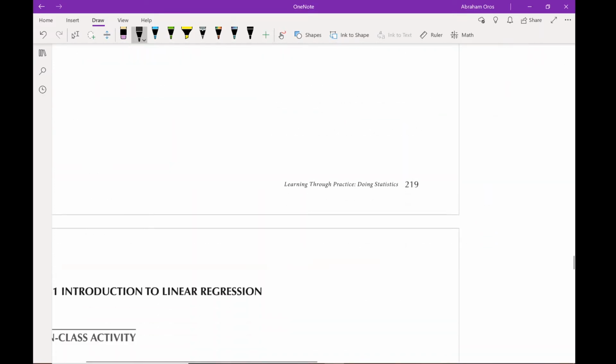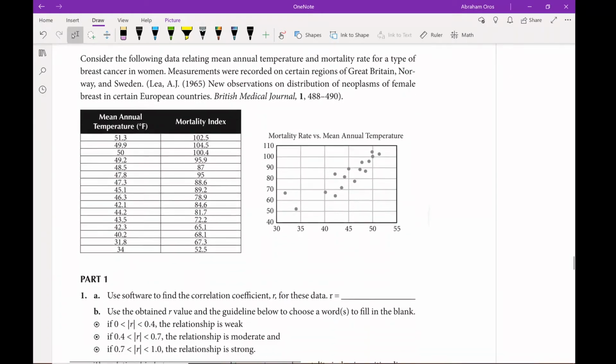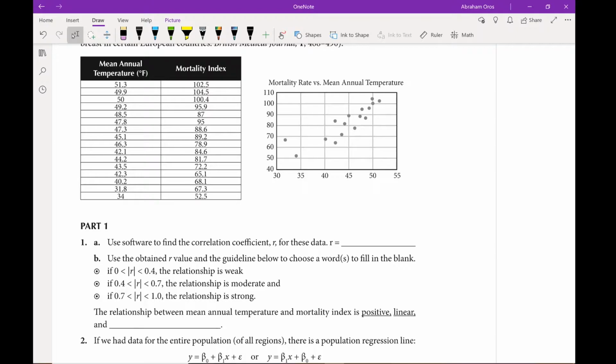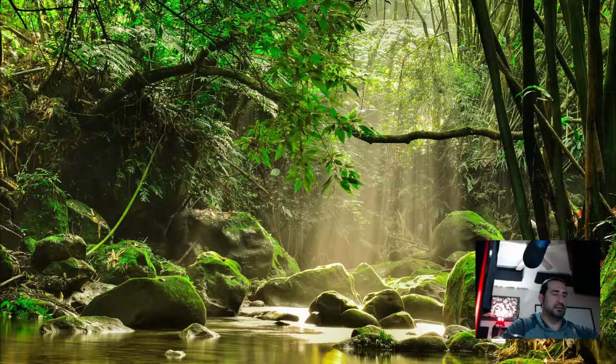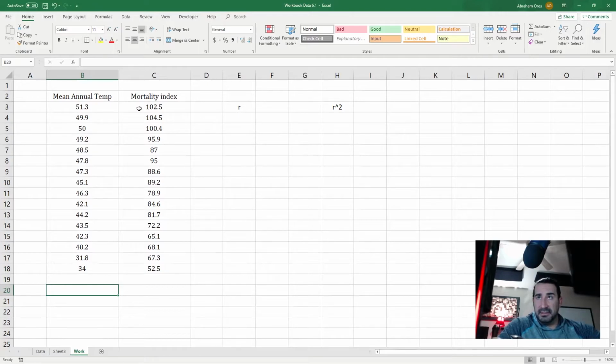So that was your pre-class activity work. Hopefully some of that was explained okay. Let's get into the in-class work. The very first problem: use software to find the correlation coefficient r for the data. All right, let's get into Excel. We're going to pull this up over here, and I've already placed the data in here.